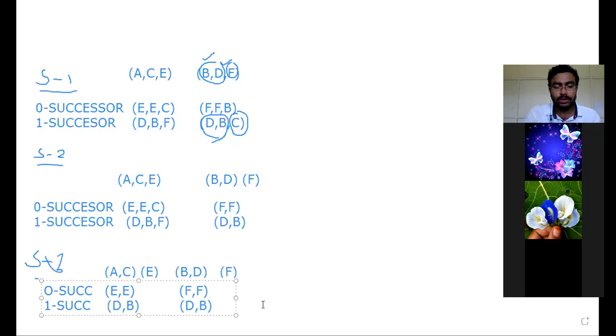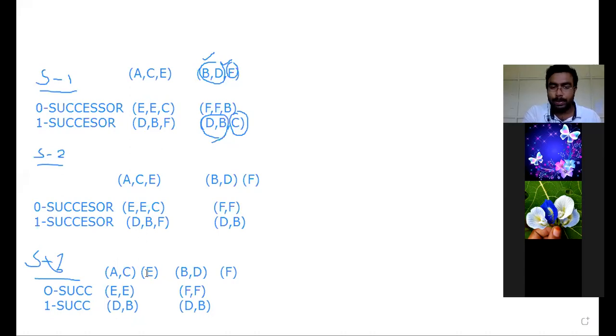Now check, students, with the procedure whether the 0th successor of A and C, that is EE, is available in a single group or not. Yes, sir. And the 1 successor of AC, DB, is available in a single group or not. Yes, sir. Is there any possibility to separate the states AC from a single group? No, sir. So AC is completed. There is no chance of separating the group AC.